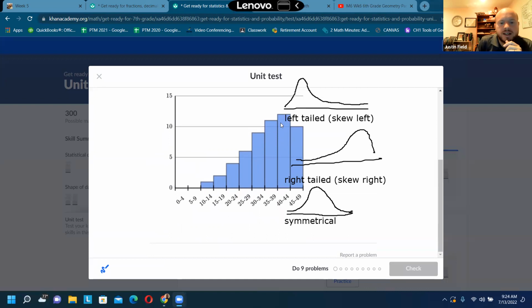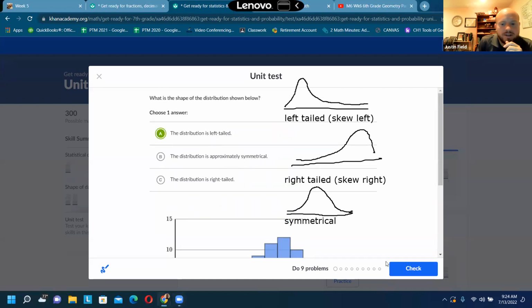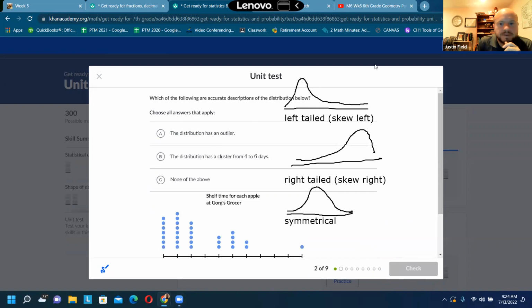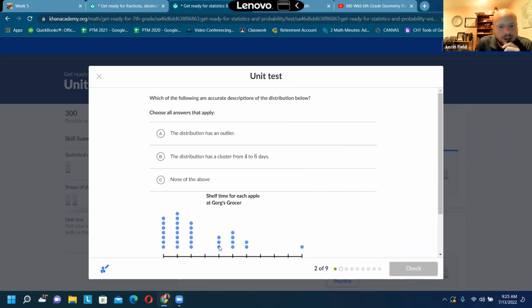So this one has a maximum on the right side. It has a tail, we say, on the left. So it's left-tailed. Skew left. This is skew right, you see, because the maximum's on the left.